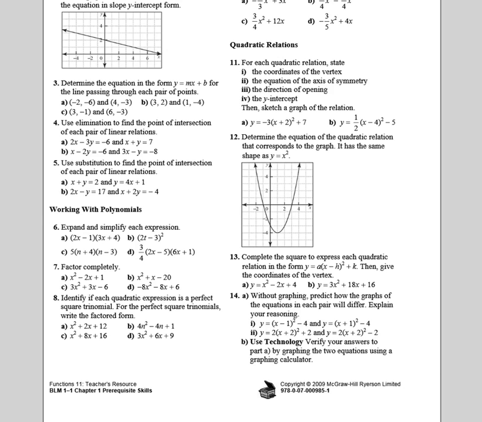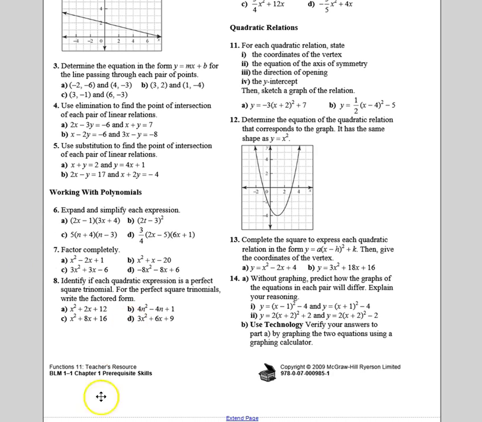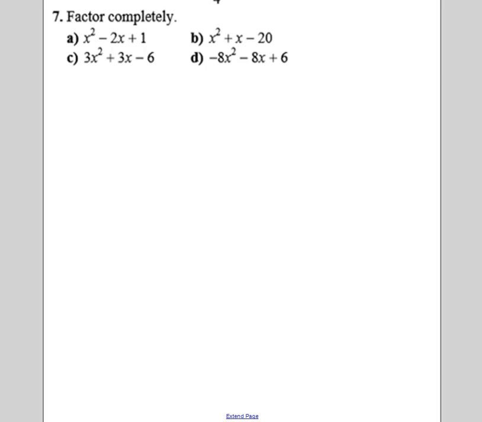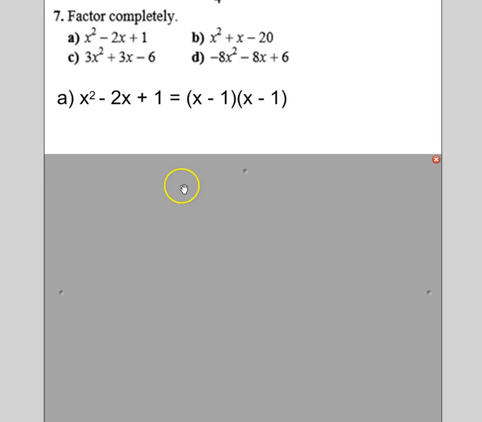So if we look at number 7 here, factoring completely the following. You may notice the patterning in A. The last term is the square of 1, and double that is 2, but of course it's -2, so this would be an example of the square of a difference.